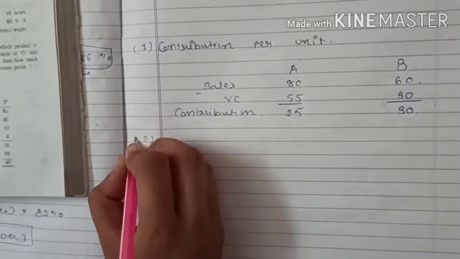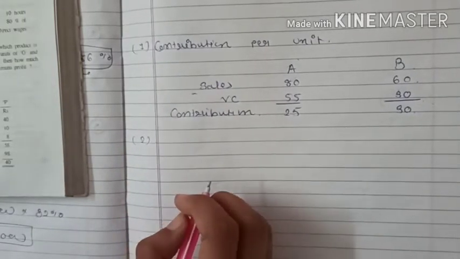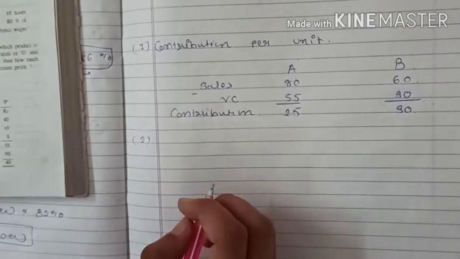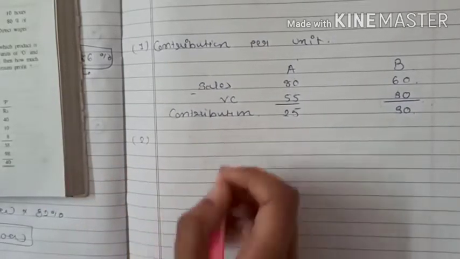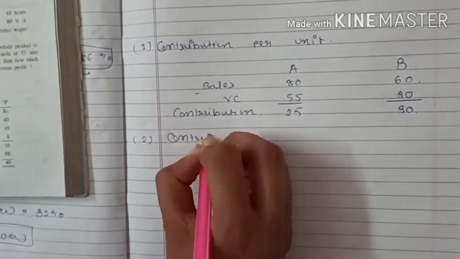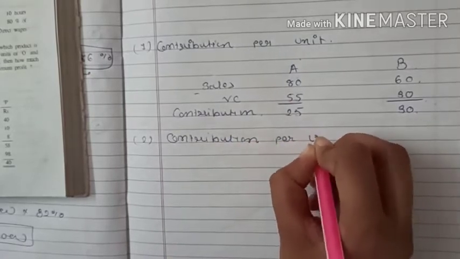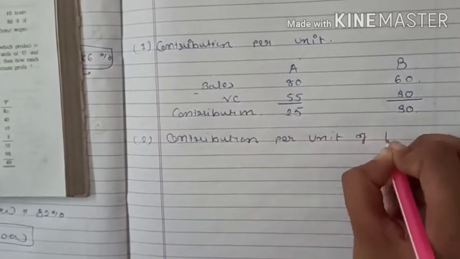Now step number 2: we have to find out the contribution per unit of the key factor. The key factor can be anything. It can be material, it can be labor also. So step 2 is contribution per unit of key factor.